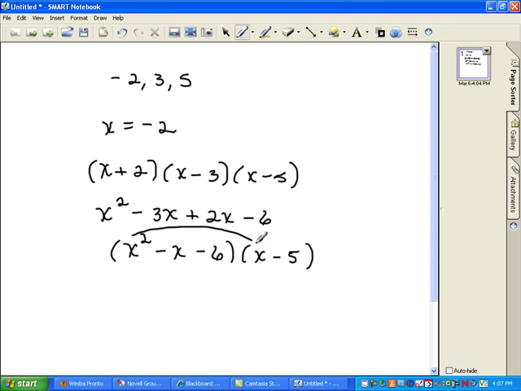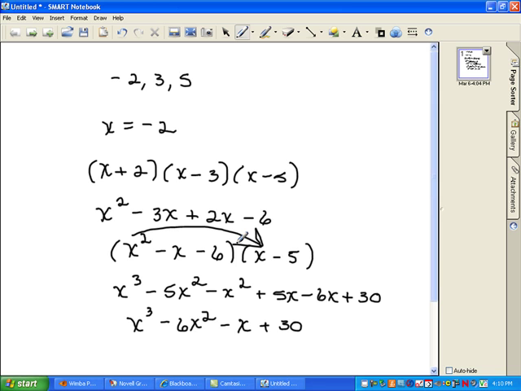So what we want to do is simply multiply here. We've multiplied x squared times x and minus 5. Now we'll do negative x times x and minus 5. And now we'll do the negative 6. Now we want to combine all of our like terms. Now we have the polynomial that our zeros came from.